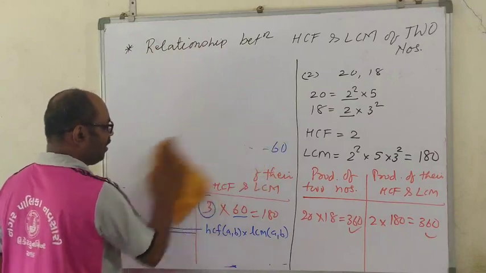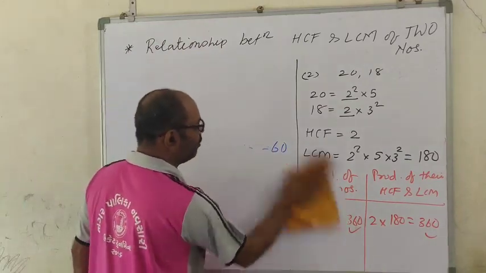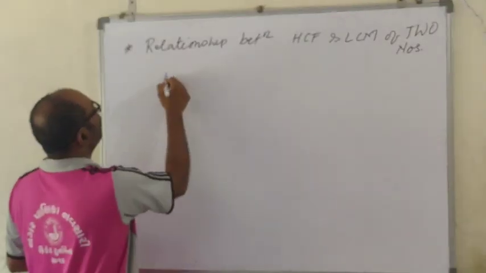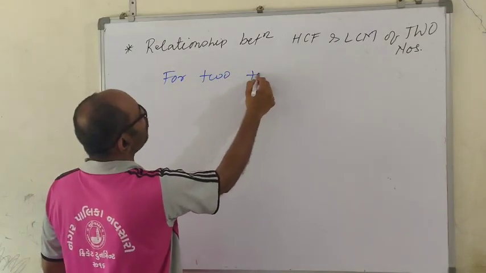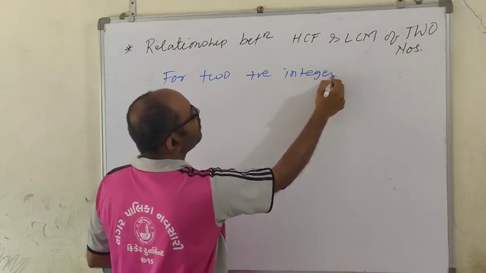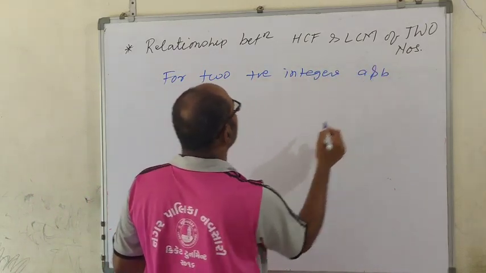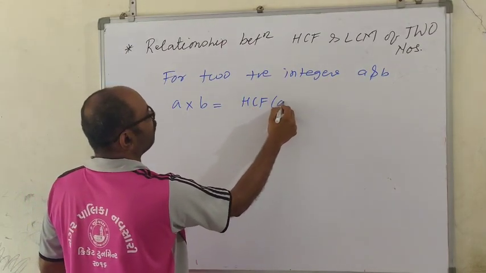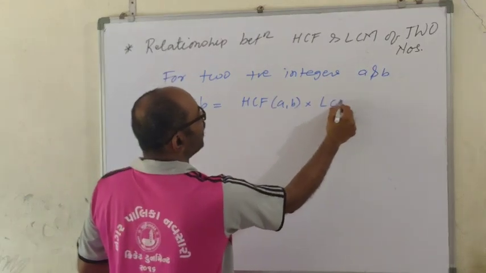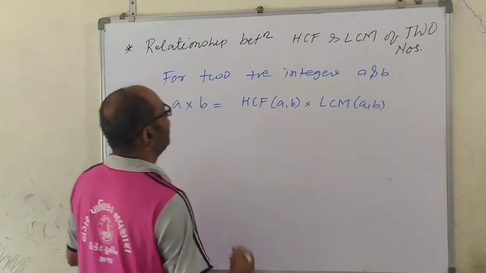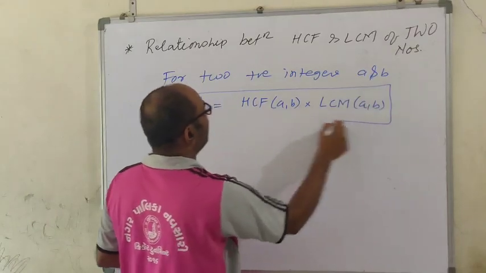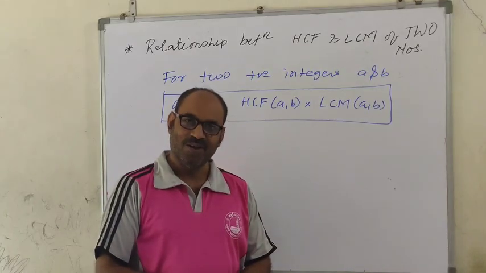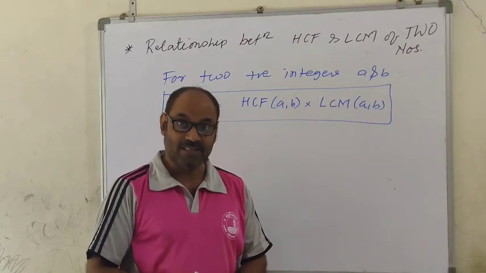I hope you understood the relationship, children. Let's see. For two positive integers, A and B, A into B is always equal to HCF of A, B into LCM of A, B. And this is called relationship between two numbers A and B and their HCF and LCM. Got it? Alright. We have established this.